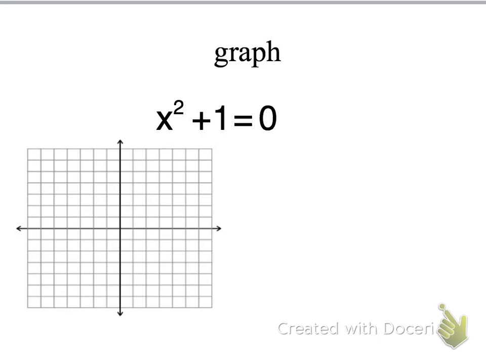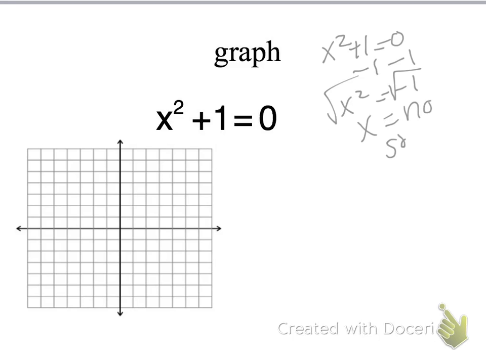Okay, this one, let's see. So I take x squared plus 1 equals 0, subtract 1. So x squared equals negative 1, square root both. We get no solution. Okay, so that means we don't have it crossing my x-axis at all. So now let's rewrite our equation. So y equals x squared plus 1.